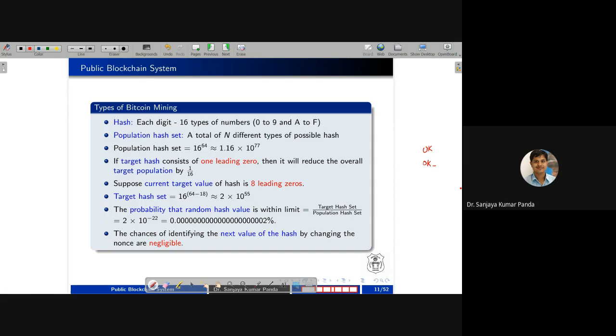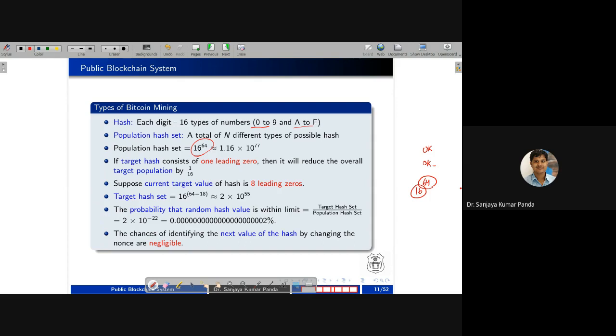64. So let us assume that a total of n different possible hashes we can generate. The length is 64 and each digit is any one of these 16 digits, either 0 to 9 or A to F. So the population hash set consists of 16 to the power 64. This 64 is the number of hex digits and 16 is the A to F and 0 to 9. So this is the population hash set, which consists of all possible hashes.